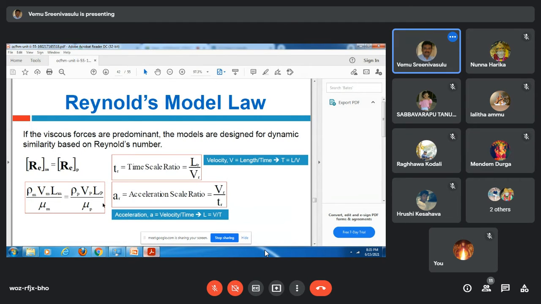This is the Reynolds number. Reynolds number of the model is equal to Reynolds number of the prototype. What is the formula? Rho V L by mu. Rho M V M L M by mu M is equal to rho P V P L P by mu P. This is the time scale ratio. The derivation is there, we will see it. Time scale ratio TR can also be expressed as LR by VR. Acceleration means velocity by TR.